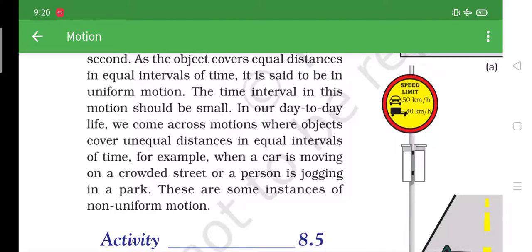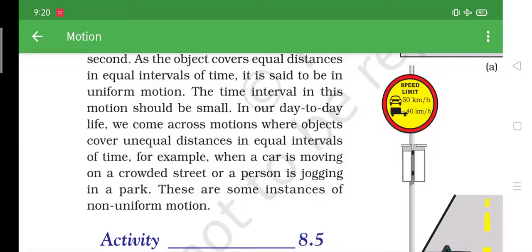Now I'll give you a best example for it. When you travel from here to Rajkot in your own vehicle, you won't travel at a particular speed. You won't drive at the same speed. Sometimes if there is a crowd or traffic, you will drive slow. The same way, if there is an open road, you will drive fast. So such type of motion is called non-uniform motion.